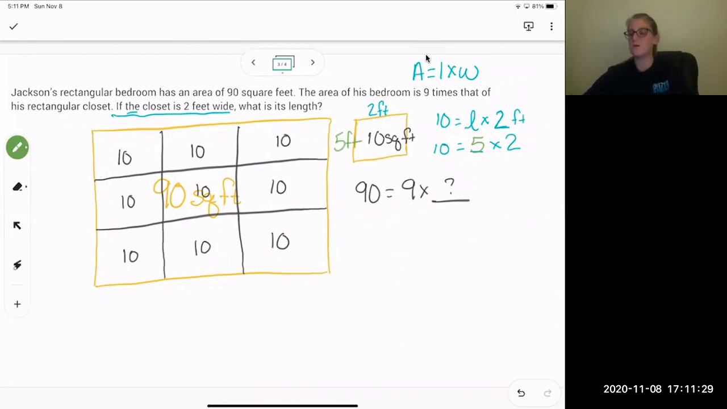Okay, so we've answered the question. The question was just, what is the length of the closet? This question was a lot easier than I thought it was going to be. Very nice. Excellent job. Excellent job.